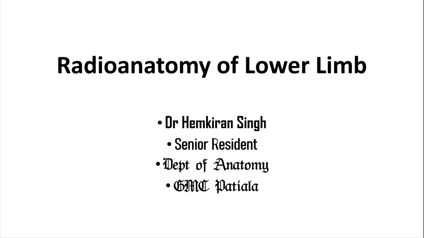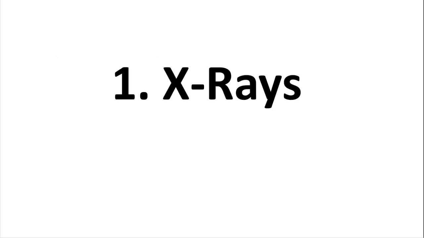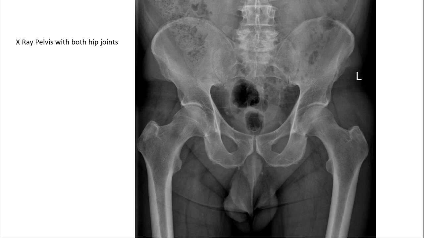So, hello students. Today we will be discussing the radioanatomy of the lower limb. The first and chief modality that we will be talking about is X-rays. First of all, the X-rays of the upper end of femur and the hip joint. Usually the X-ray is done visualizing both the hip bones and both the hip joints. That is called an X-ray pelvis with both hip joints.